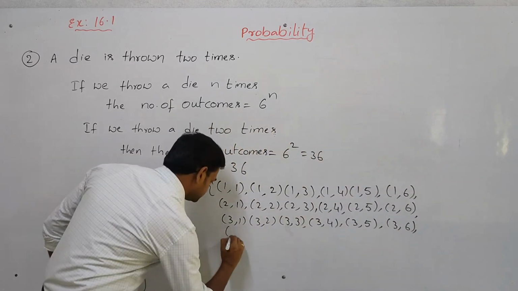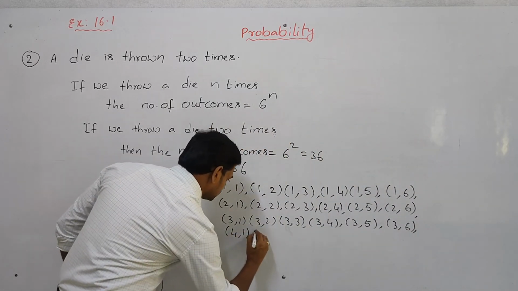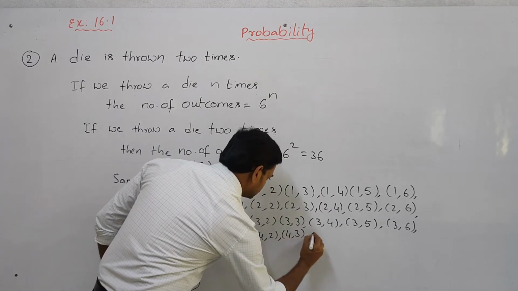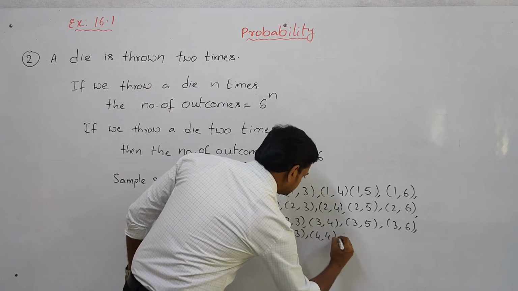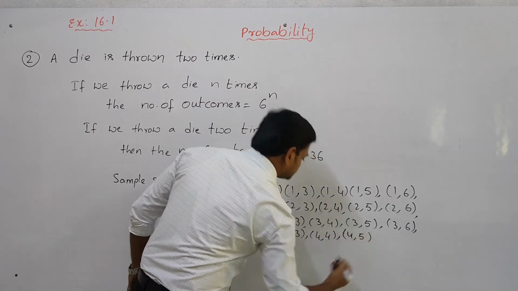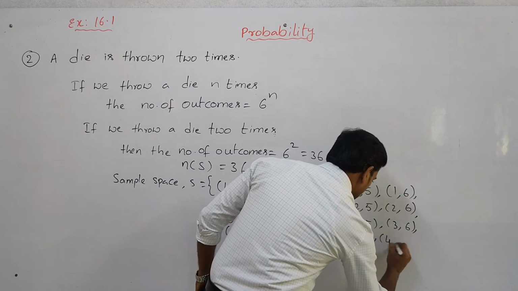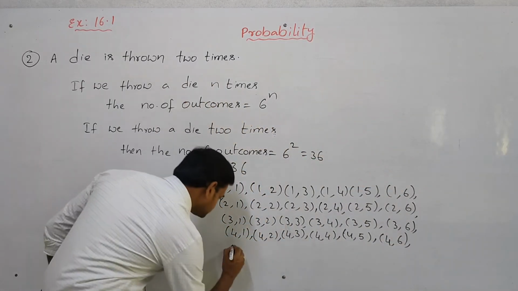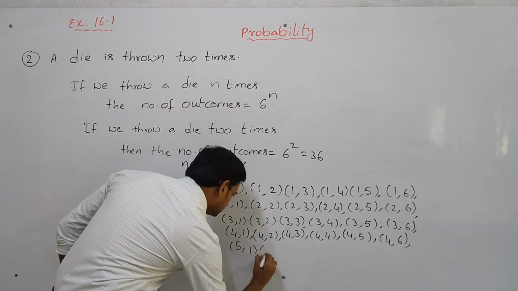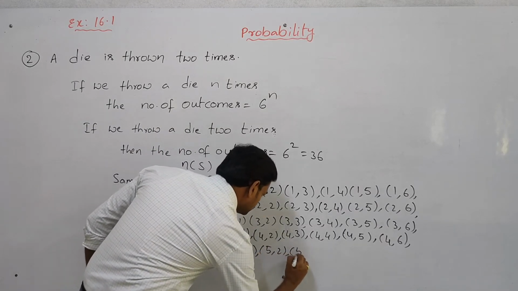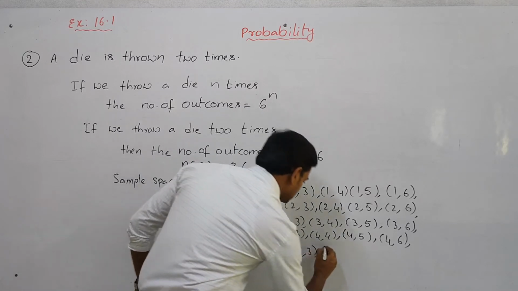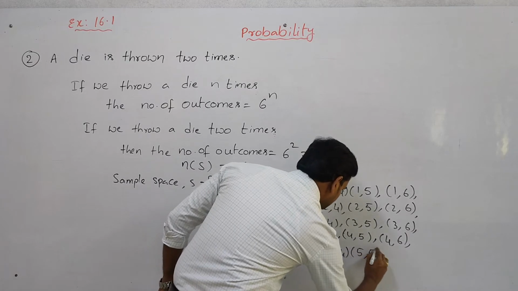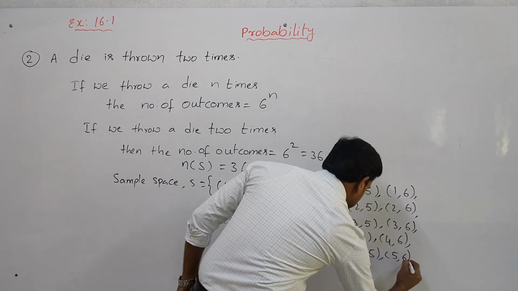Next with 4: (4,1), (4,2), (4,3), (4,4), (4,5), (4,6). With 4 also completed. Next with 5: (5,1), (5,2), (5,3), (5,4), (5,5) and (5,6).